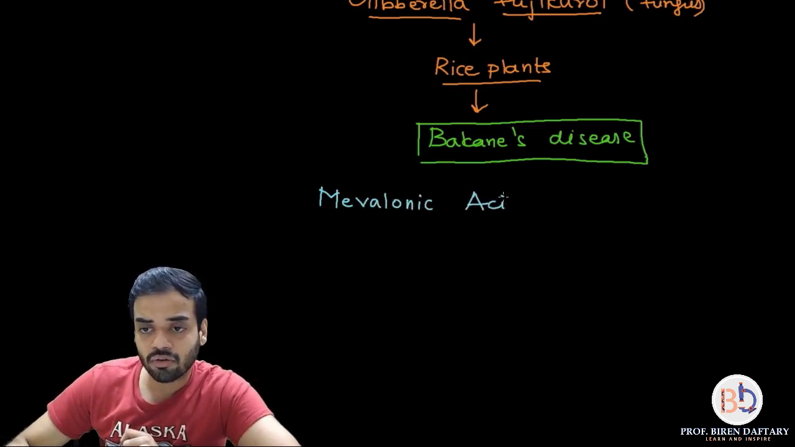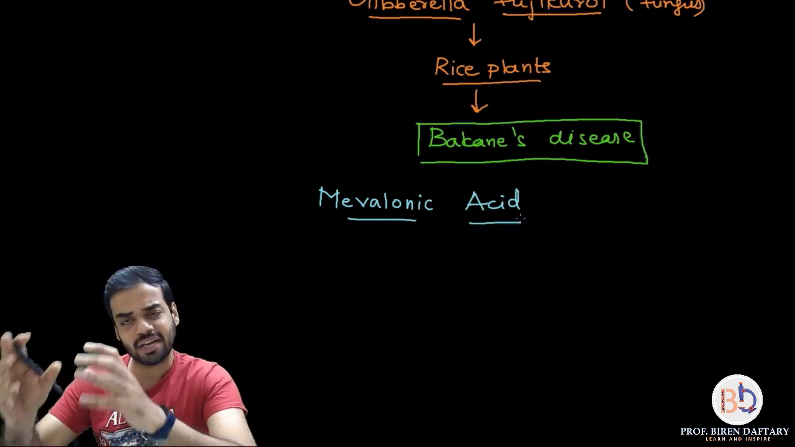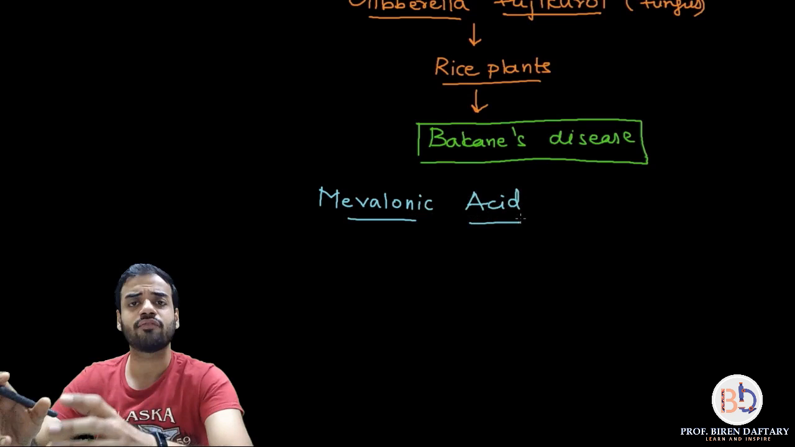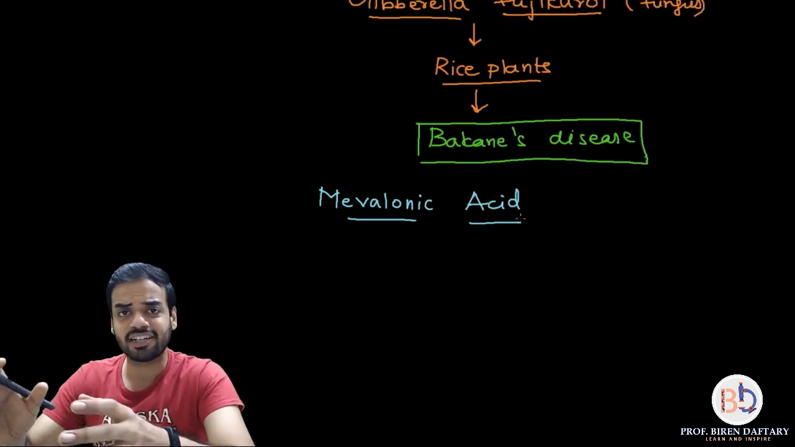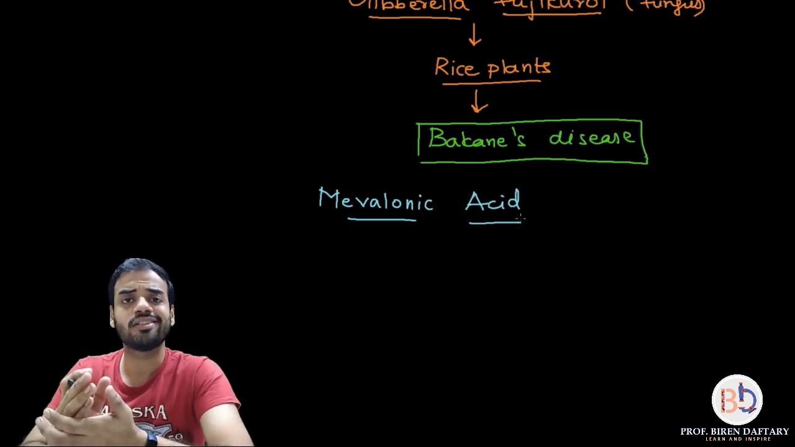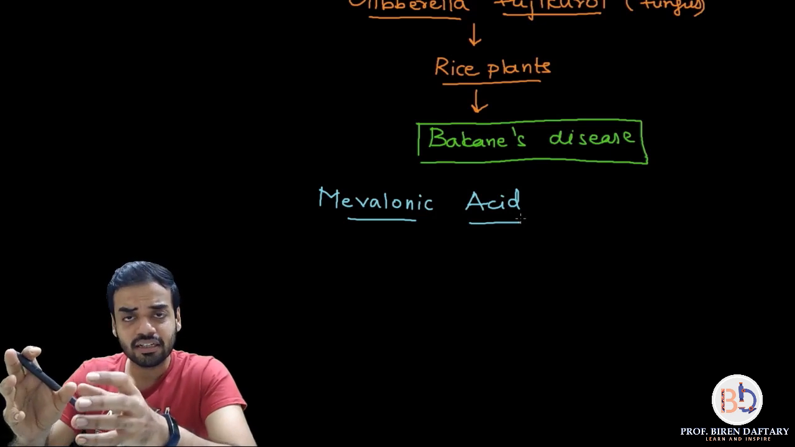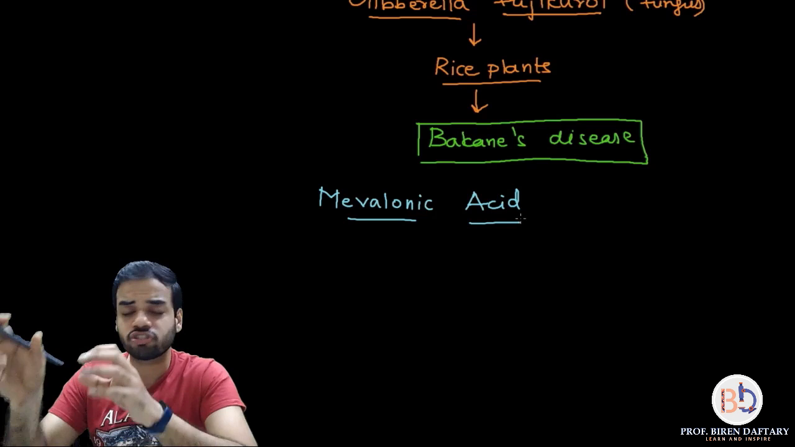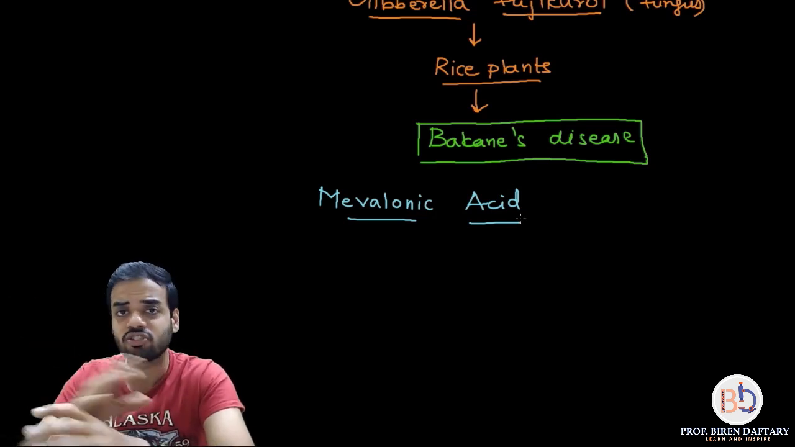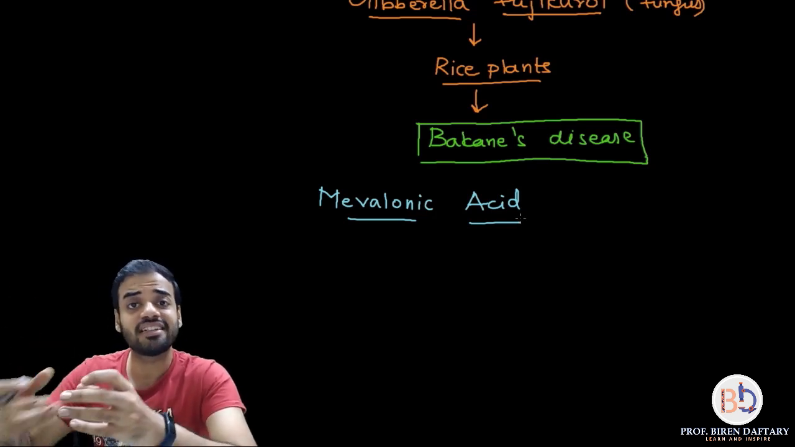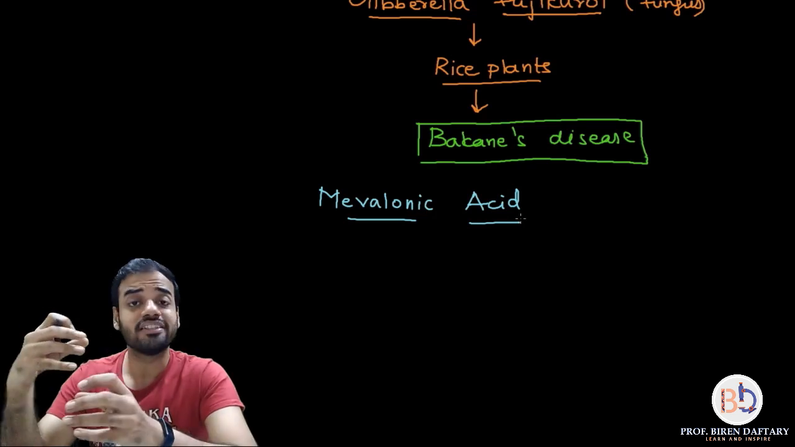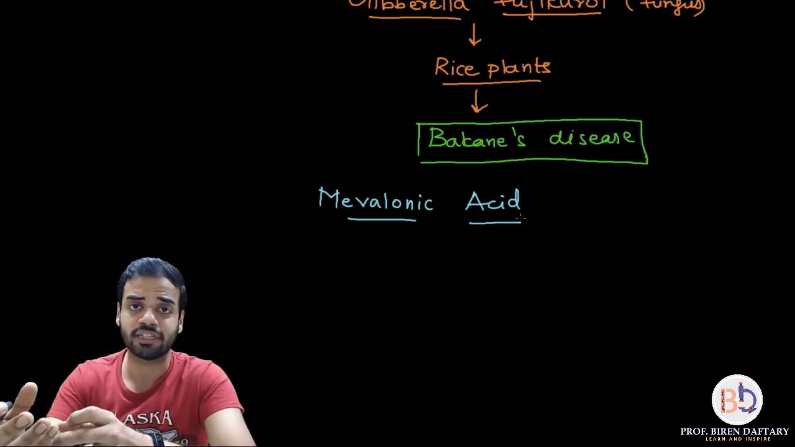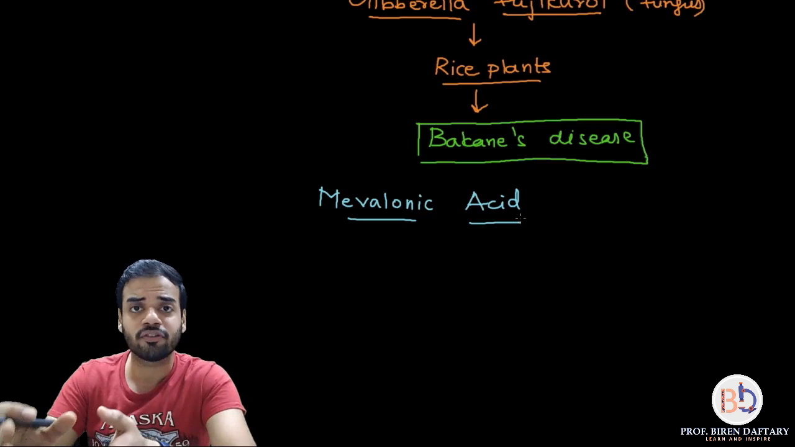Now this mevalonic acid, you don't have to remember the structure and all. I am going to tell you the structure just as extra information. However, you don't have that in the book. In the book it is just given that mevalonic acid is basically giving rise to gibberellin. So the structure of gibberellins and mevalonic acid is not the same. Gibberellins are derivatives of mevalonic acid, so they are obtained from mevalonic acid.